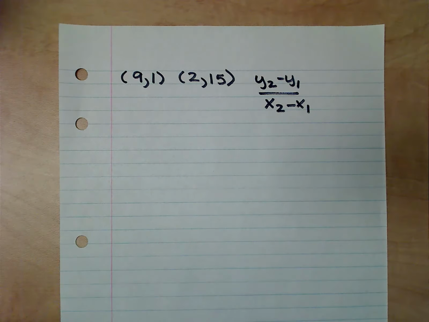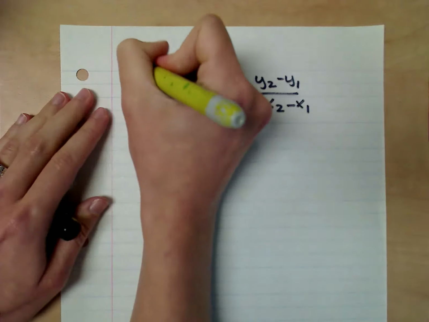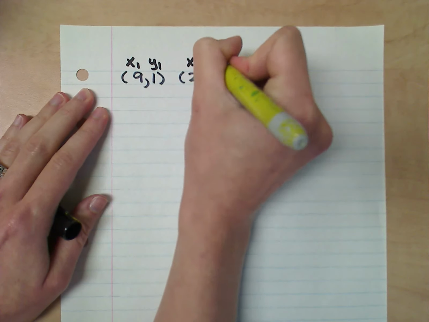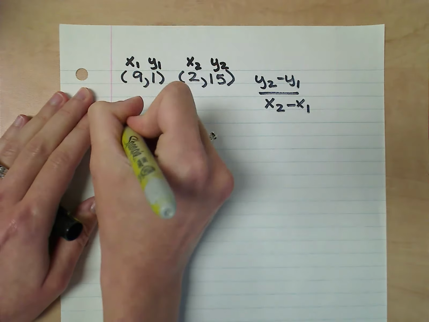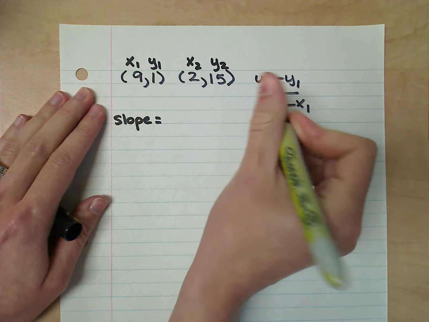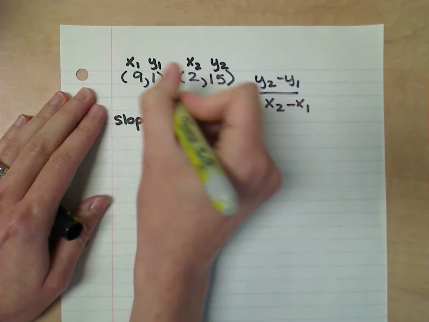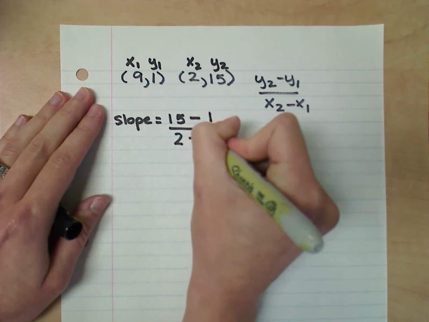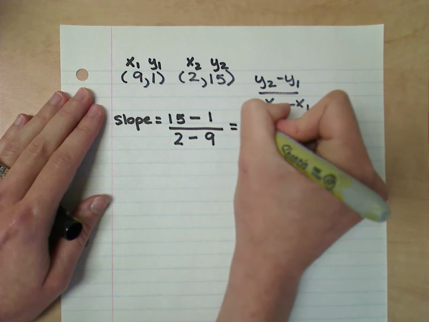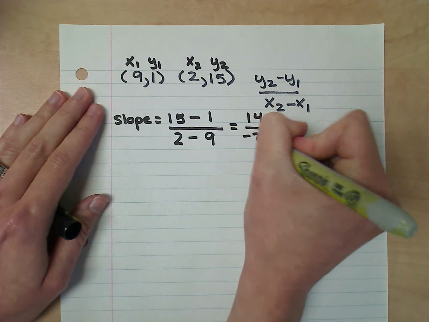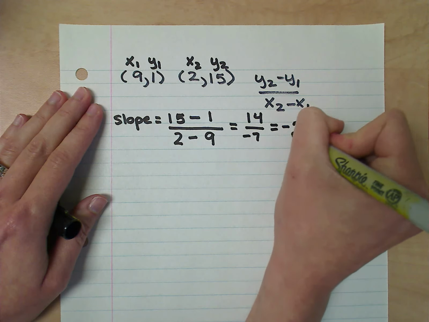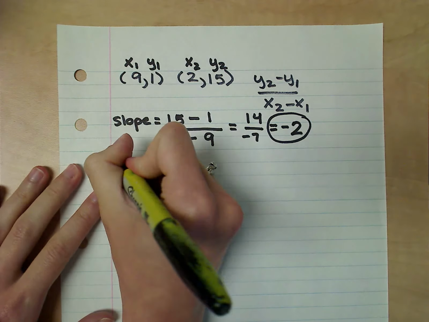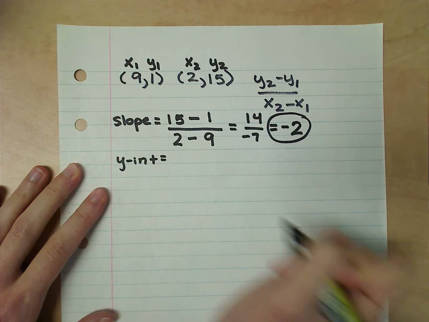Just like we did before, we're going to want to go ahead and label these points. So since this is my first coordinate point, I have x1, y1. Second coordinate point, x2, y2. So to get my slope, I'm going to go ahead and plug them into that formula. y2 is 15, so 15 minus my y1, which is 1, over my x2 is 2, minus my x1, which is 9. 15 minus 1, 14. 2 minus 9, negative 7, and 14 divided by negative 7, negative 2. So my slope is negative 2. But again, I don't know what my y-intercept is. That's what I have to try to figure out so that I can write my equation.